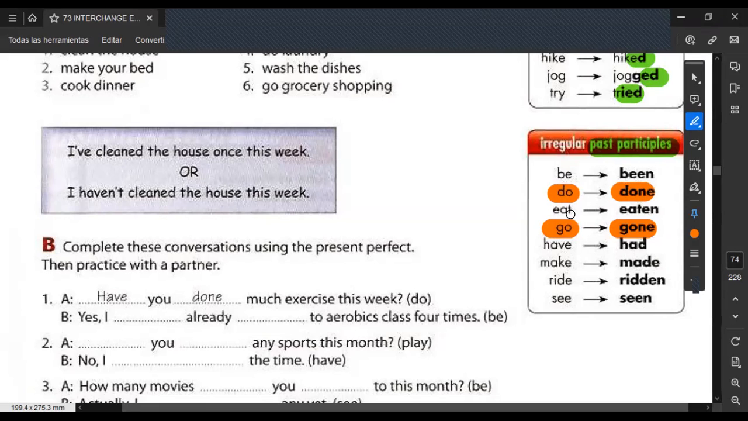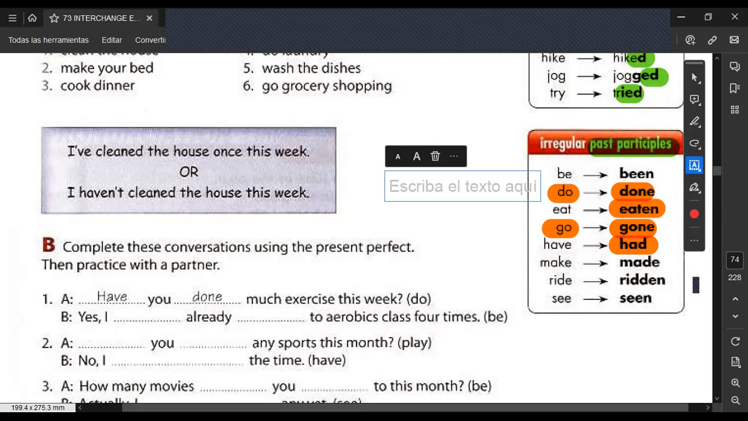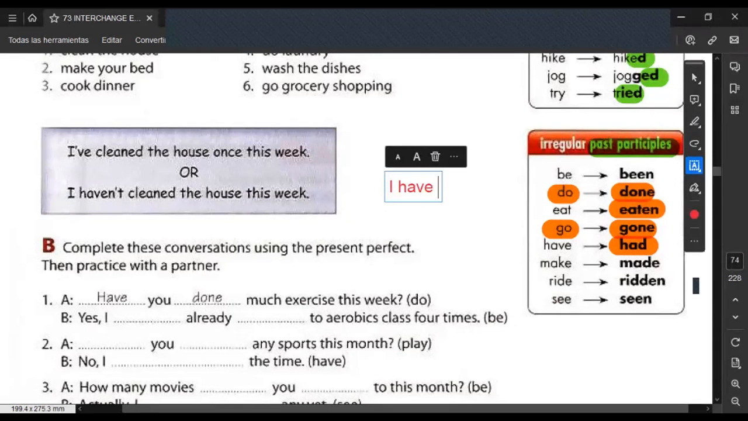Eat, comer. Ate, comí. Eaten, ¿qué significaría eaten entonces? Yo he comido. I have eaten. Yo he comido. Have, tener. Yo he tenido. I have had. Miren, in present is have o has. En pasado es had. Y en pasado participio también es had. ¿Verdad? Así como los verbos regulares. Entonces tenemos, por ejemplo, si quiere decir una oración con had, tiene que ser así. I have had.